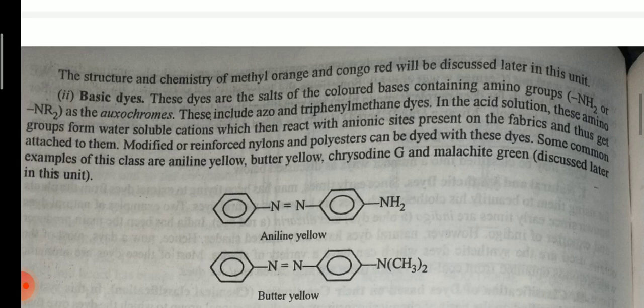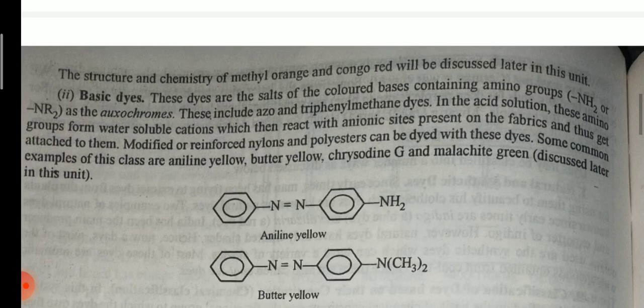These include azo and triphenylmethane dyes. In the acid solution, these amino groups form water-soluble cations which then react with anionic sites present on the fabrics and thus get attached to them. Modified or reinforced nylons and polyesters can be dyed with these dyes. Some common examples of this class are aniline yellow, butter yellow, chrysoidine G and malachite green.